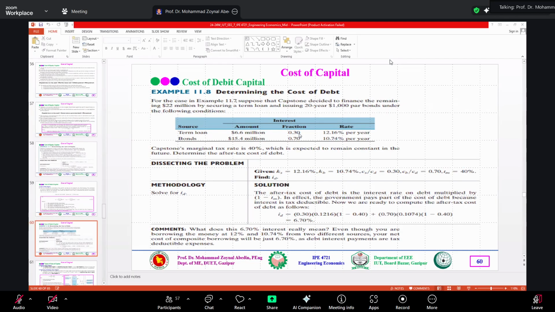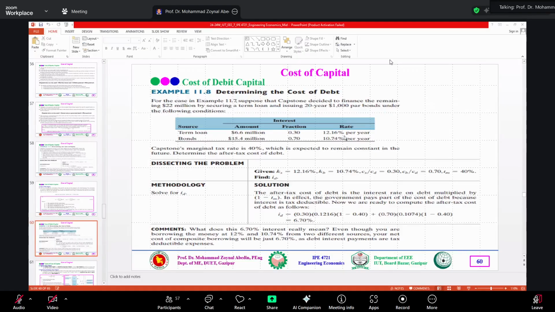And the rate is 12.16% per year. On the other hand, bonds are 15.4 million, the fraction is 0.7, and the rate is this one. Carefully mind it: if you add the term loan and bond, it will become $22 million, and the fractions, if you add them up, will become 1.